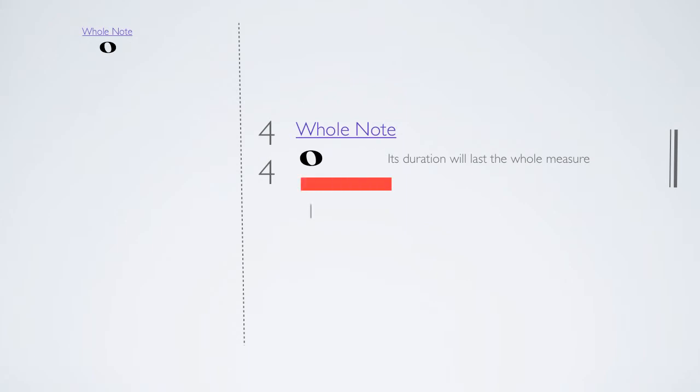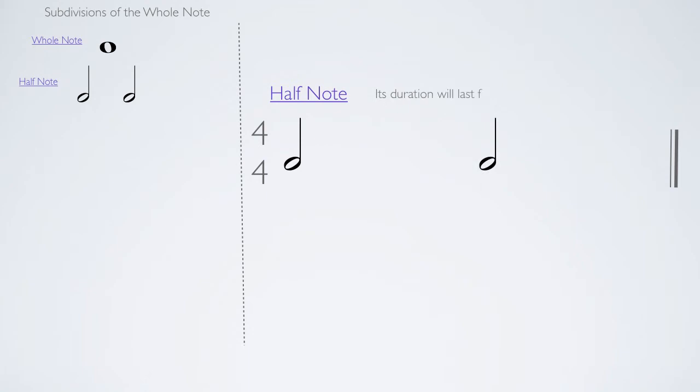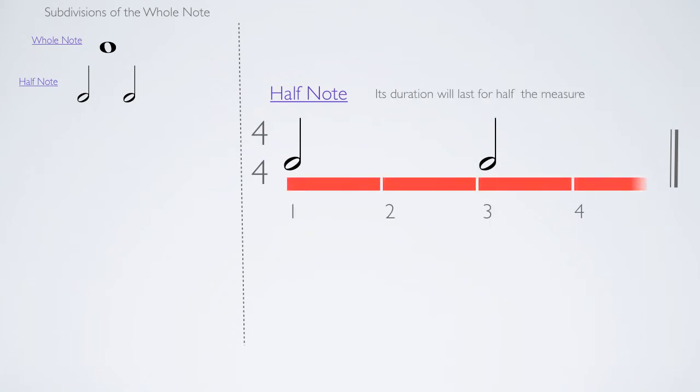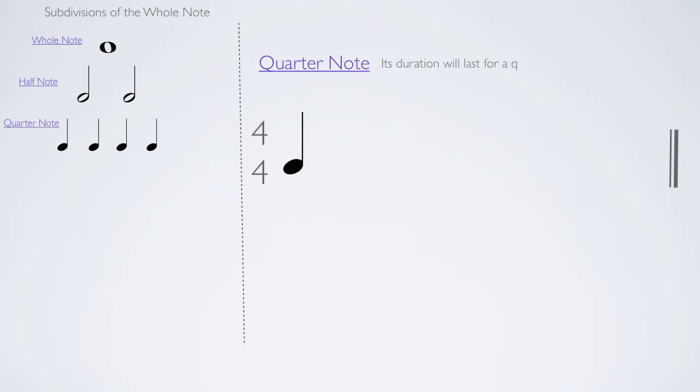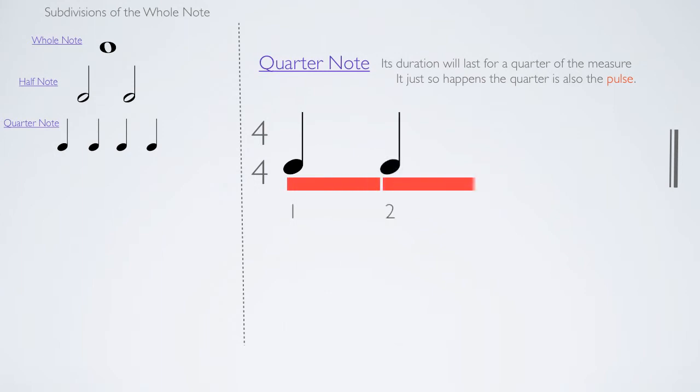Beat 1, 2, 3, and 4. A half note's duration will last for half the measure, beats 1 and 2, 3 and 4. The quarter note's duration will last for a quarter of the measure, and remember, the quarter note is also the pulse. 1, 2, 3, and 4.